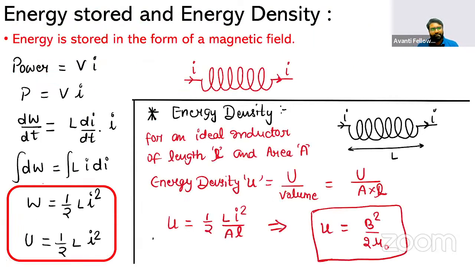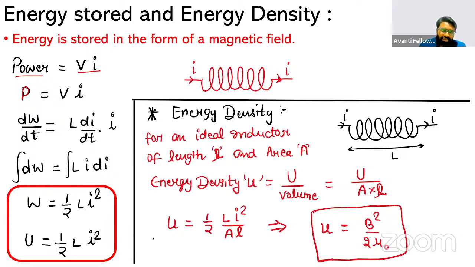Now the next topic is energy stored and energy density inside the inductor. So energy is stored in the form of magnetic field, I have already told you. So how can we derive it? Power is nothing but voltage into current, V into I. Now V is induced EMF, so it will be converted to L di by dt. Power is nothing but the rate of work done, which is dw by dt. So it equals L di by dt into I.